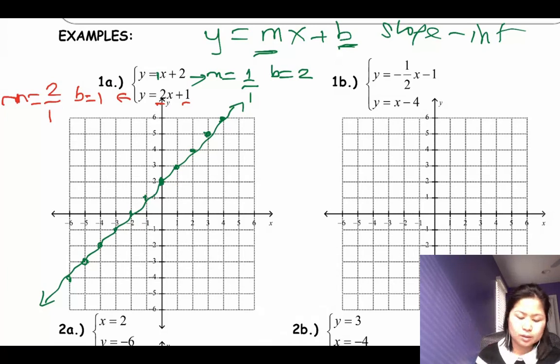Okay, so start with the y-intercept at 1, which is right here. The slope is 2 over 1. That means I will go up 2 over 1, up 2 over 1. So that will be my line.